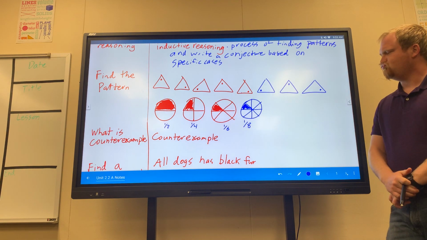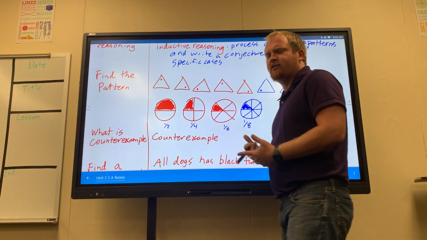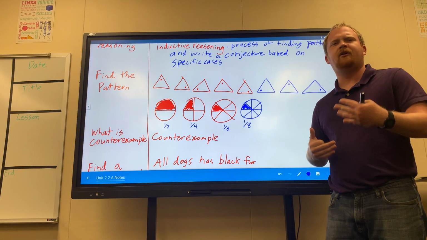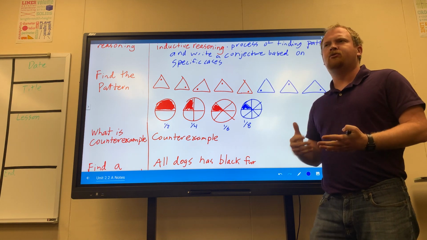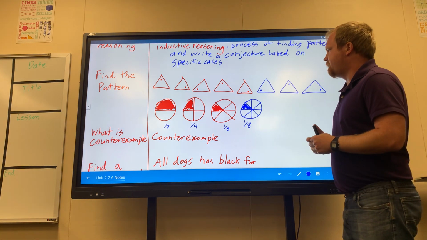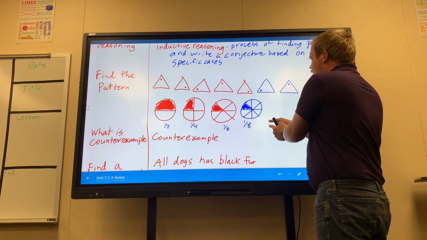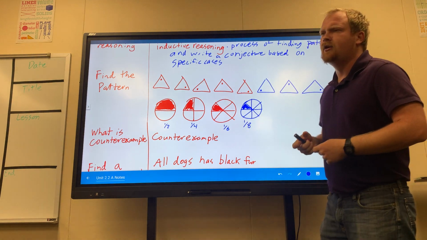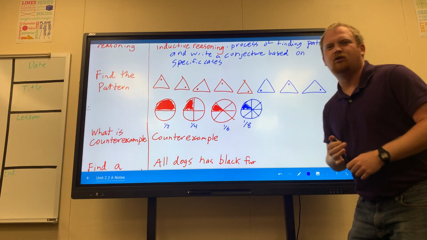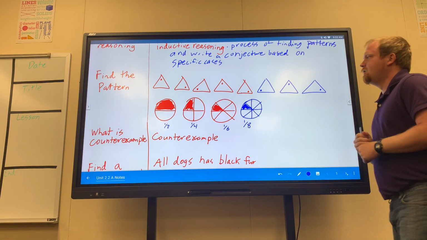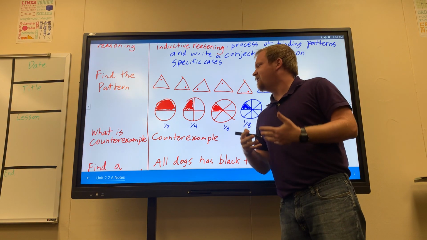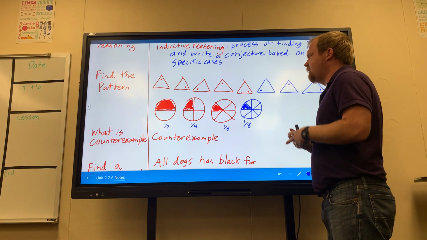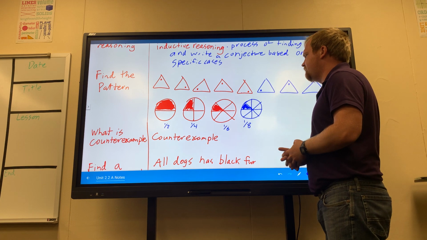Okay? So that's what inductive reasoning is. It's being able to think through the pattern even though it hasn't been proven yet, because we can keep on going and say 1/10, 1/12, 1/14, and so on and so forth. But it's kind of hard to draw those, honestly. That's what inductive reasoning is: being able to think through the pattern of what's going on.